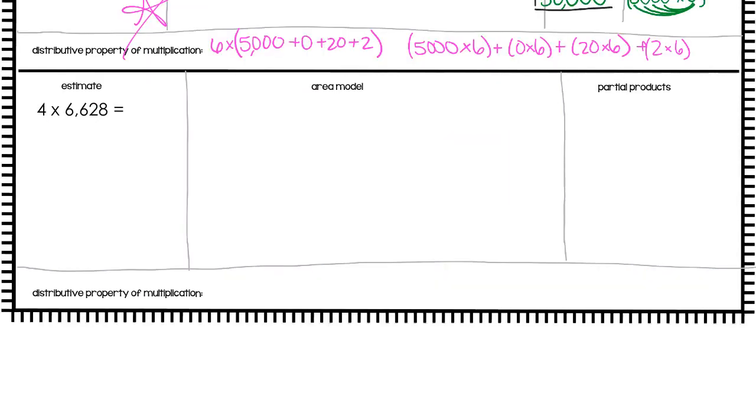All right, moving on to the next problem. I drew my line so that we could see the organization. Now we're going to estimate.